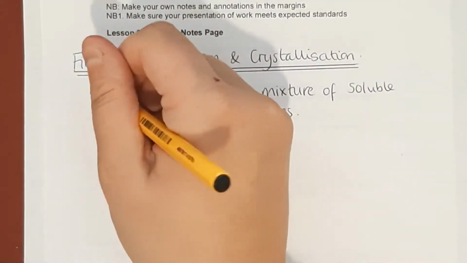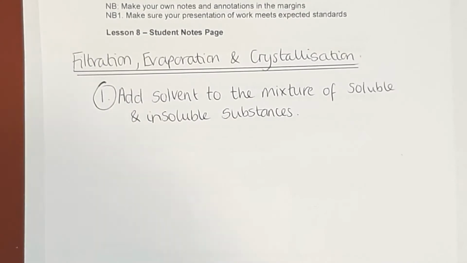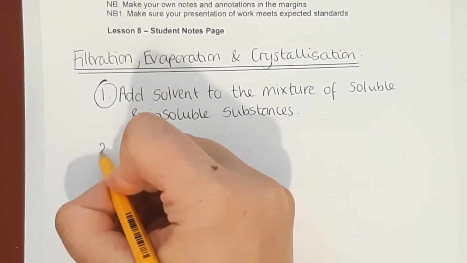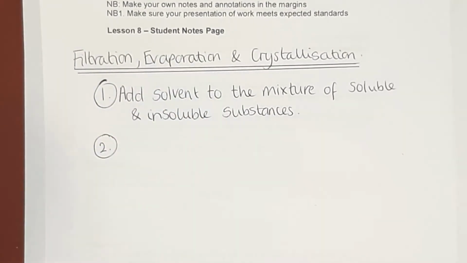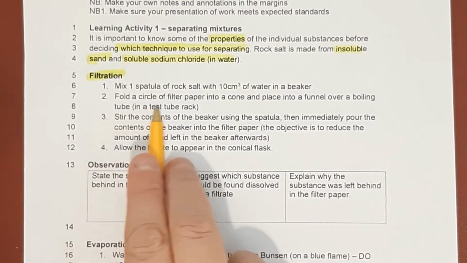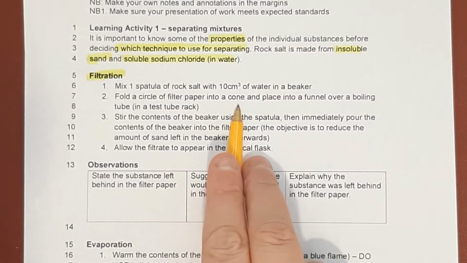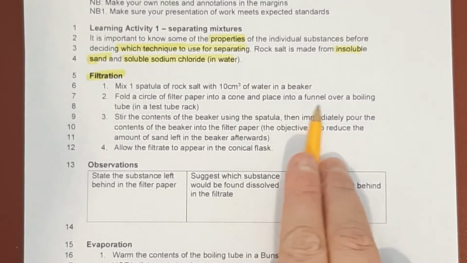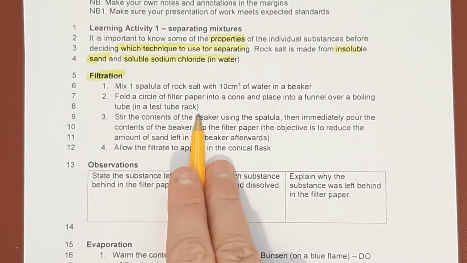So step 1, add the solvent to the mixture of soluble and insoluble substances. Step 2 is filtering to separate the insoluble and soluble parts. And as it shows on page 39, it talks about folding a circle of filter paper into a cone and placing it into a filter funnel over a boiling tube, or you can also do it over a conical flask.